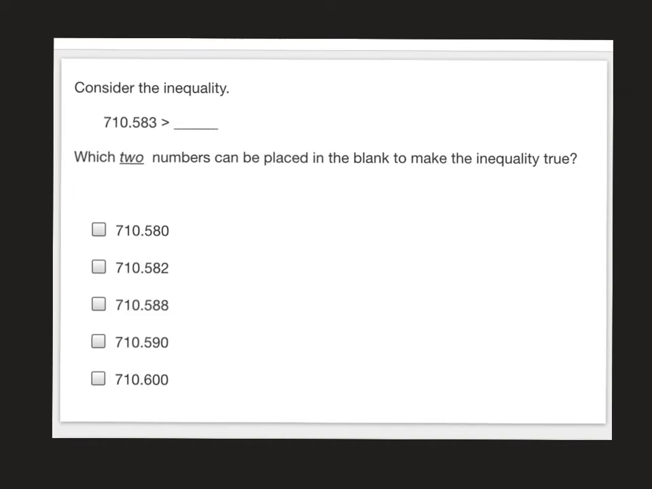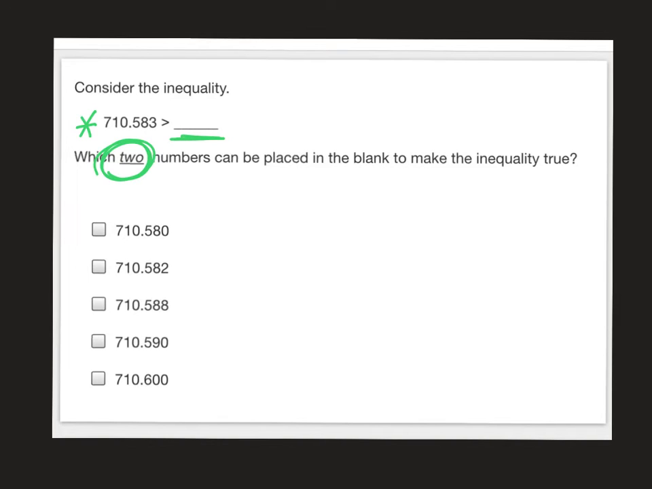Okay, this problem, they're just asking you to look at this inequality. They're wanting to know which 2 numbers could be put into this blank and it be a true statement. So we're using our place value and we're comparing these. All right, so they're wanting to know this number right here that's given, which ones is it greater than? So if I look at these choices, I've got to find 2 of them.